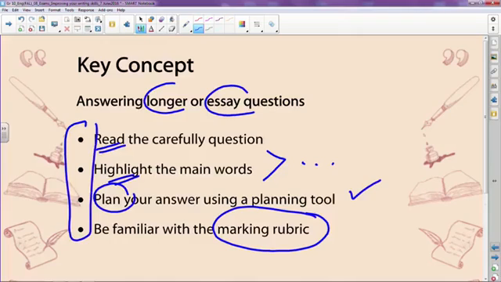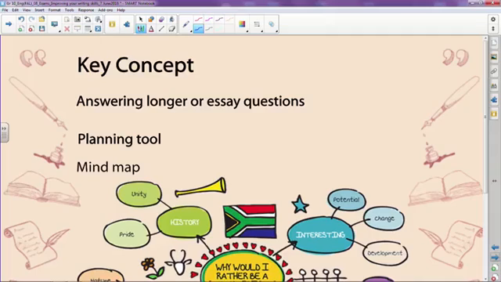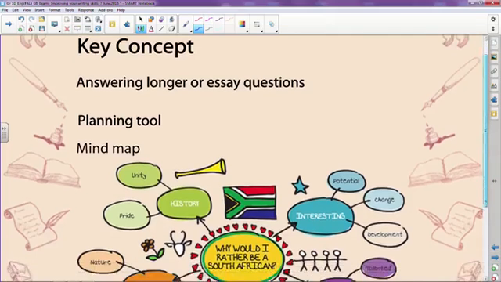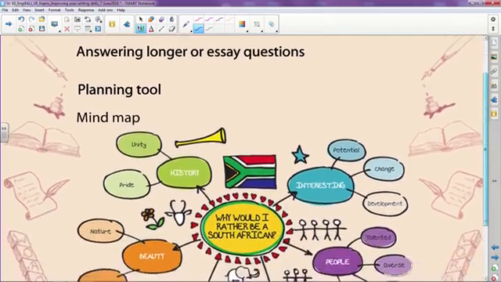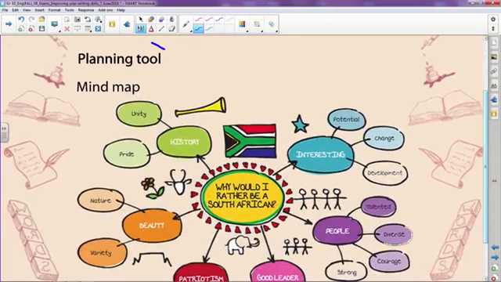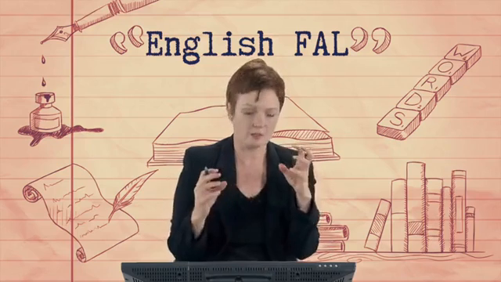If we look at our next slide, we get to the idea of using planning tools, and submitting these when you submit your exam. What are our planning tools? Well, we have a mind map. Mind maps are my favorite. This is how I see things. I see things very visually.